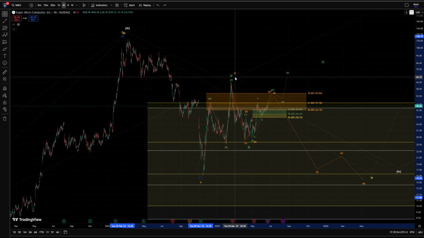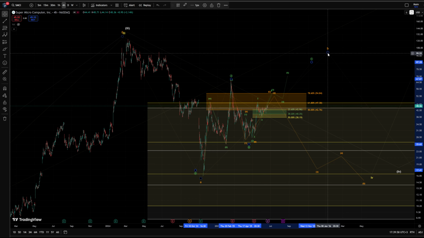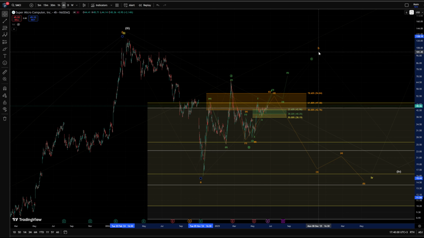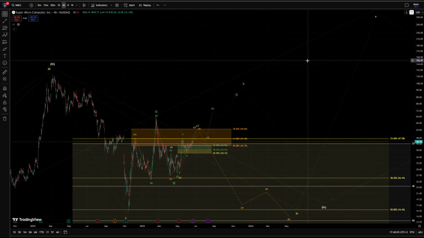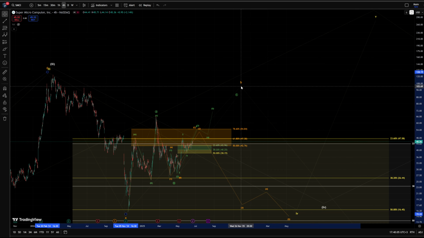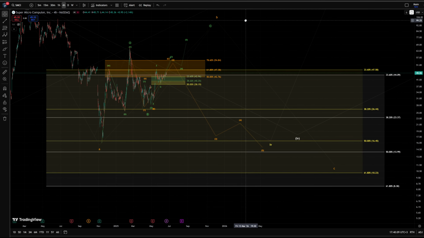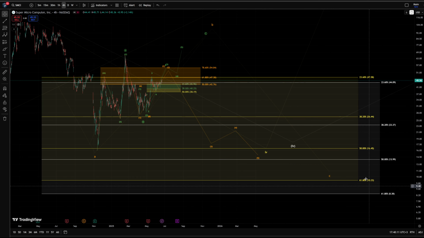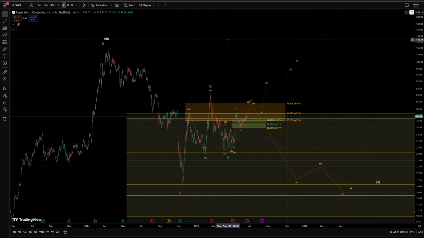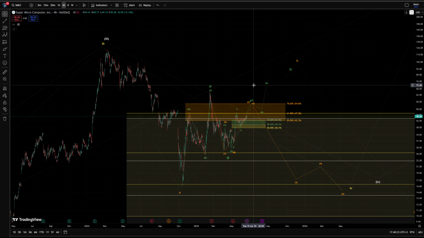Another possibility is that we do follow the green count and finish this wave C, and instead of going higher to complete the fifth wave either in white or in yellow, we instead only complete the B wave here and then go lower. And as you can see, both these white and yellow support zones go quite low. The yellow support zone goes to $10 and the white support zone goes down to $8. Well, now we are at 45.